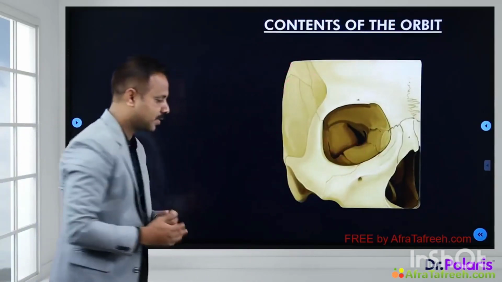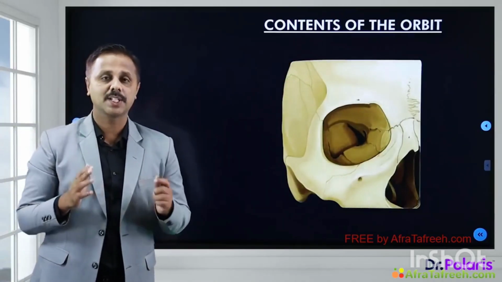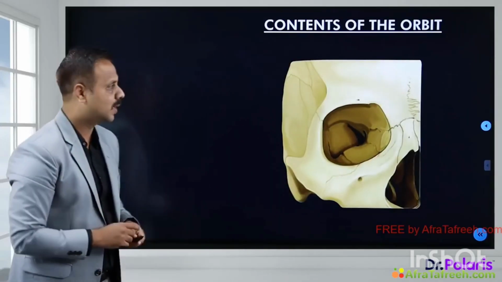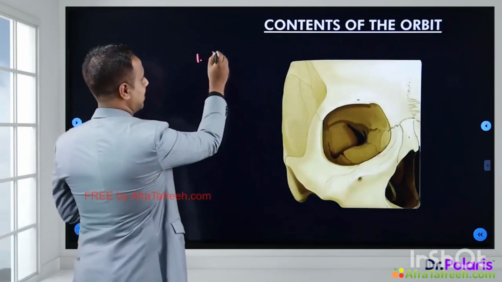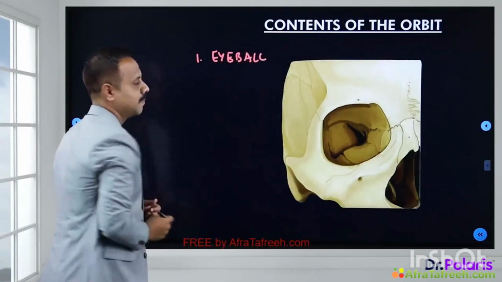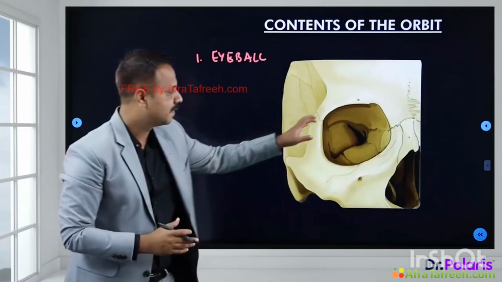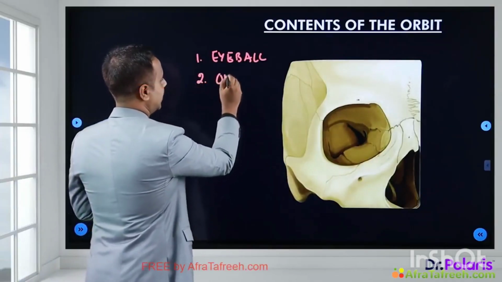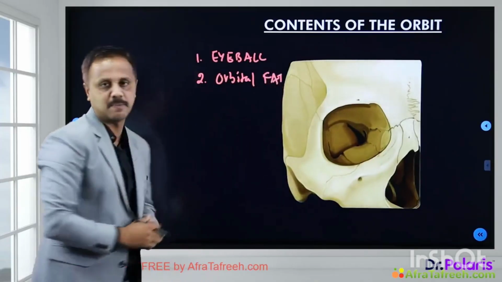Once we have learnt about the boundaries of the orbit, the superior orbital fissure and inferior orbital fissure, let's try to list the structures that are present in the orbit, the contents of the orbit. What is the most important content of the orbit? We all know that the most important content would be the eyeball. Now the eyeball needs some kind of cushioning. It cannot lie freely within the orbit. So we have the orbital fat, which will act as a cushion and protect the eyeball.